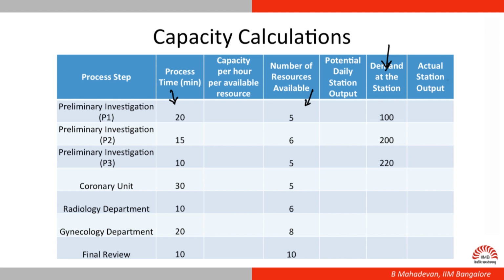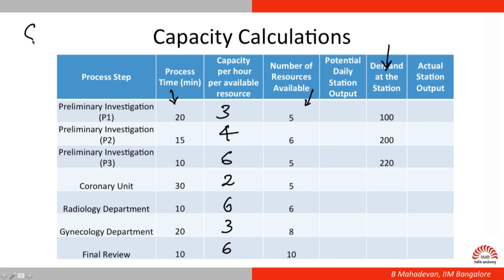The first thing that we will do is convert the process time into capacity per hour per available resource as we did in the earlier examples. So, 20 minutes would actually mean 3 per hour as far as preliminary investigation is concerned. Preliminary investigation for patient 2 is 15 minutes, therefore 4 per hour. Preliminary investigation for patient 3 is 10, so we will have 6. Coronary unit takes 30 minutes, so we can process 2 per hour. Radiology department 10 minutes, so 6 per hour. Gynecology department is 20, so we will be able to process 3 per hour, and final review is 10 minutes, which translates into 6 per hour.